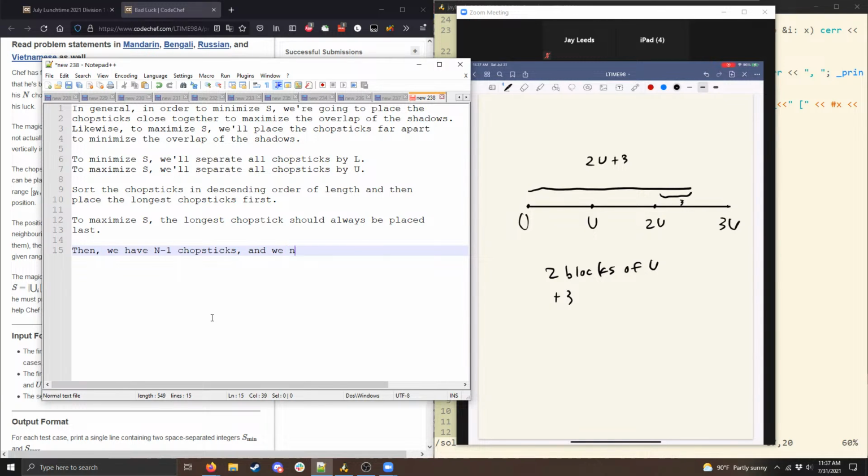chopsticks, and there's going to be a length U between each chopstick, so n-1 times U length to cover, and we want to cover as much of this length as possible.